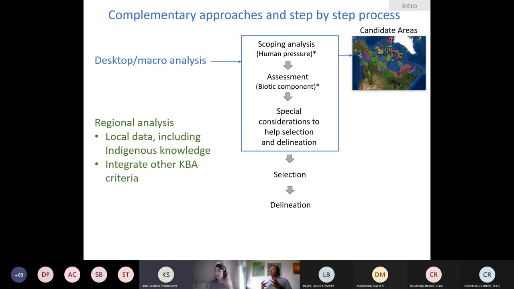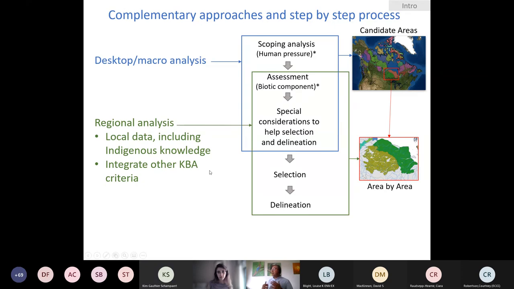And then we have a lot of data that we think can be useful to help in the next steps, the selection and delineation. In the more local regional analysis, they are going to go back area by area, side by side, in order to incorporate more local data about the biotic component, and then move to the selection and delineation process, taking into account the analysis that we did before about those spatial considerations.